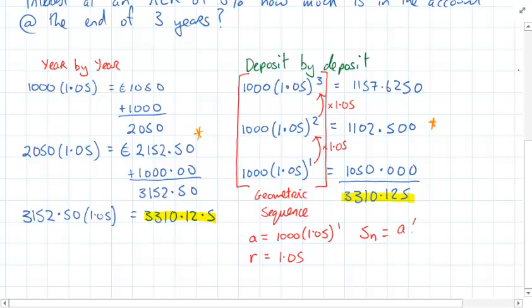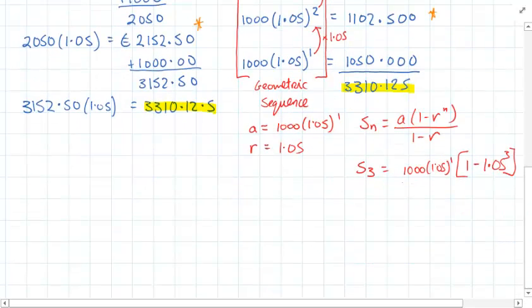Sn is equal to a times 1 minus r to the power of n, all divided by 1 minus r. I want the sum of the first 3 terms, so S3 is equal to 1000 times 1.05 to the power of 1 times 1 minus 1.05 to the power of 3, all divided by 1 minus 1.05. And when I work that out, again, no prizes for guessing what my answer is going to be, I get €3,310 and 12.5 cents.